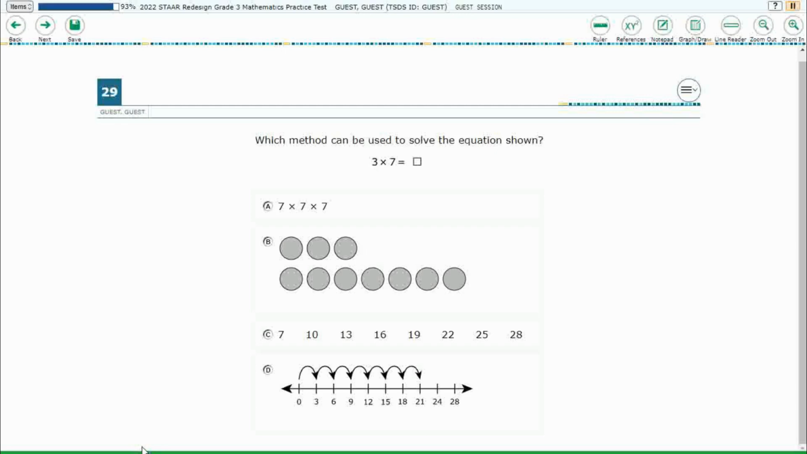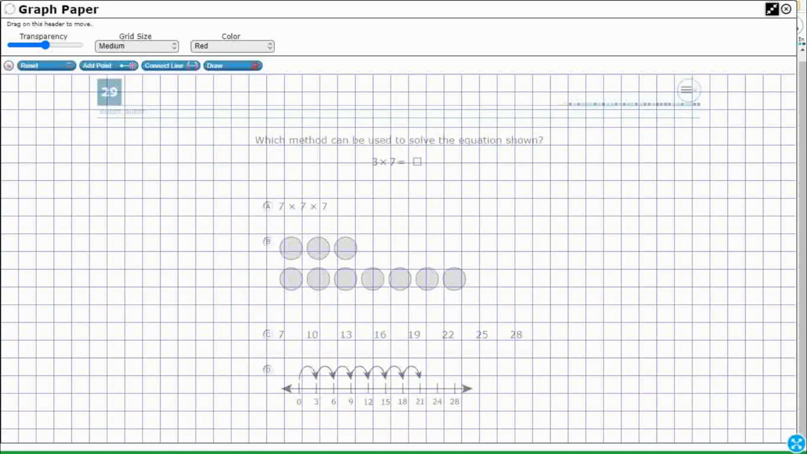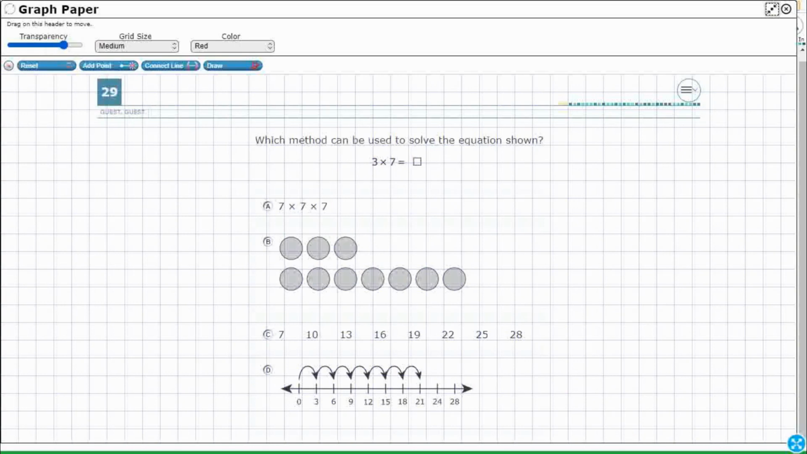So we have a very simple equation. 3 times 7 equals unknown or blank. And we need to find which of these representations is the best way to show that. Okay. Well, let's open up our graph draw feature. We'll expand it so it covers the entire problem. Make it a little bit more transparent.